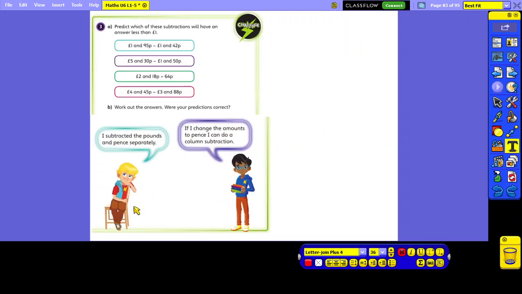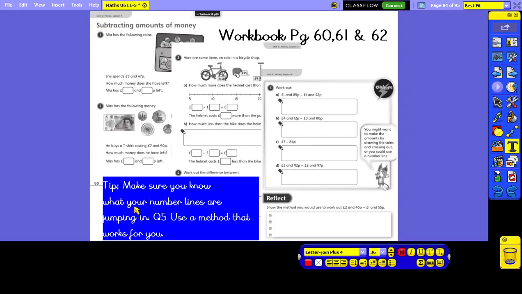Challenge. Again, if your class teacher wants you to do the challenge or you want to challenge yourself and have a go. It's a little bit of prediction, a little bit of working out, which you are really good at. Workbook, we're working on pages 60, 61 and 62. The questions are pretty straightforward, not basic, pretty straightforward. They're all using either the pounds and pence or a number line. The only tip I've got for you today is make sure you know what your number lines are jumping in. Don't ever assume that you know what they're jumping in.